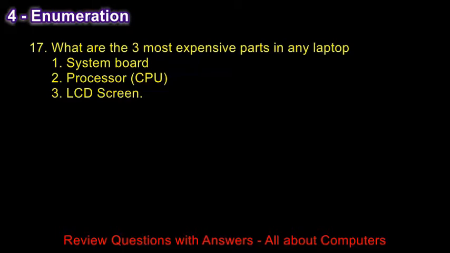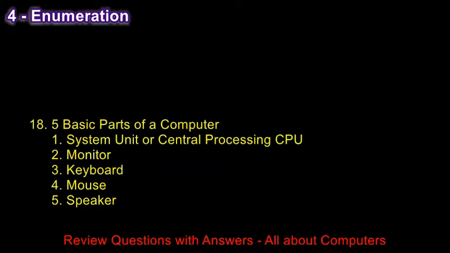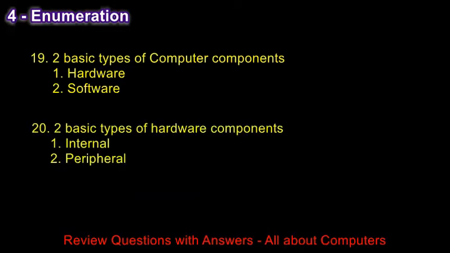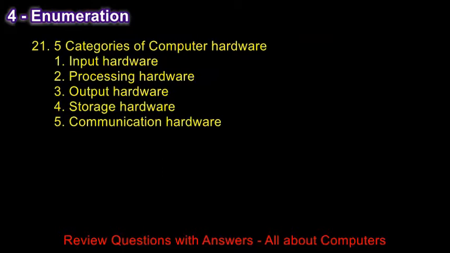Number 18, 5 basic parts of a computer: system unit, monitor, keyboard, mouse, speaker. Number 19, 2 basic types of computer components: hardware and software. Number 20, 2 basic types of hardware components: internal and peripheral. Number 21, 5 categories of computer hardware: input hardware, processing hardware, output hardware, storage hardware, and communication hardware.